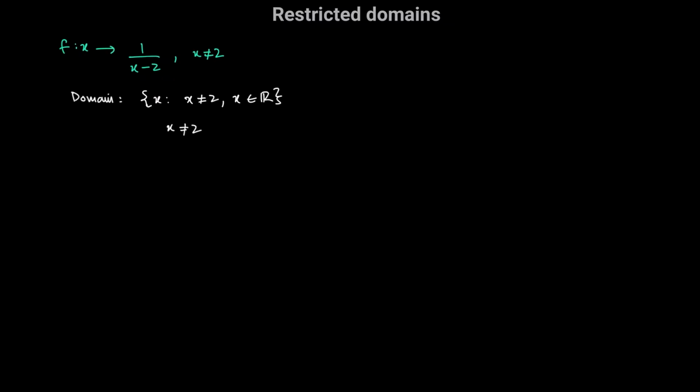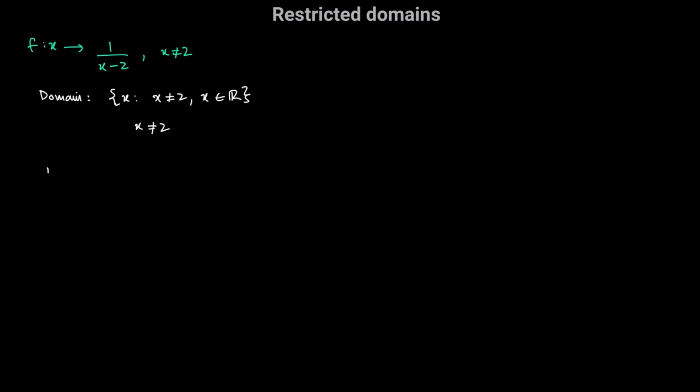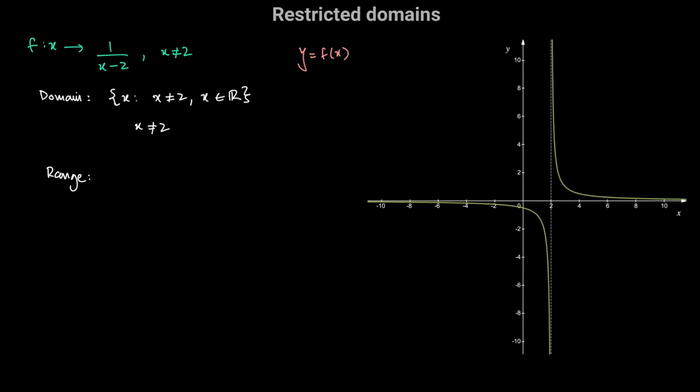Now the next question that I have over here is, what is the range of this function? Now we know that the range is a set of outputs given by a function. So over here, let's say that we have y is equal to f of x. So if x is the input over here, then the output is given as y. And let's look at a graph of y is equal to f of x. In other words, let's look at the graph of y is equal to 1 over x minus 2. So here we have the graph for y is equal to 1 divided by x minus 2.